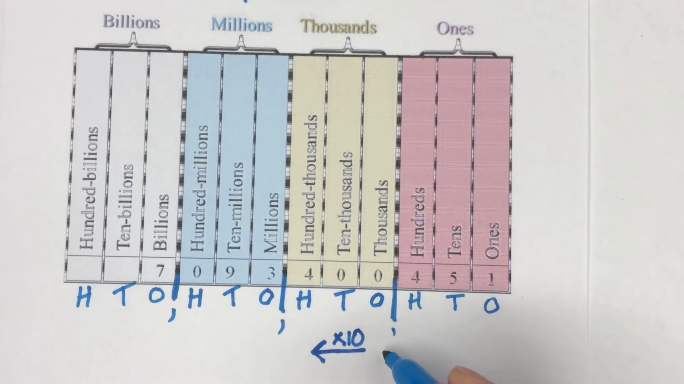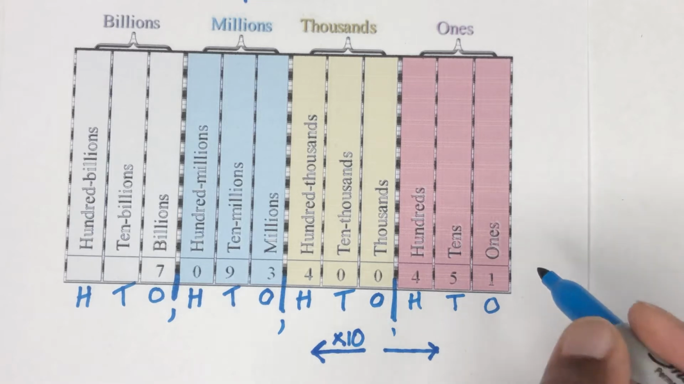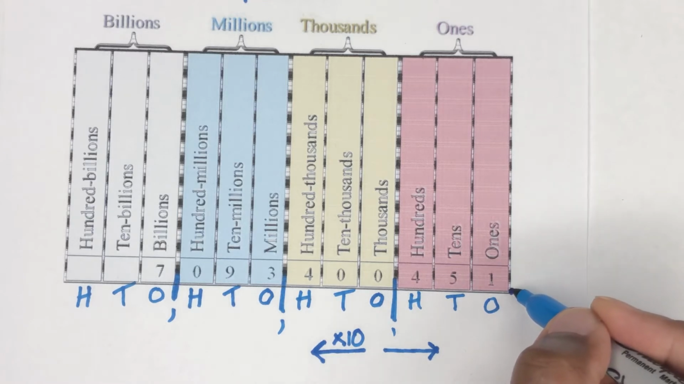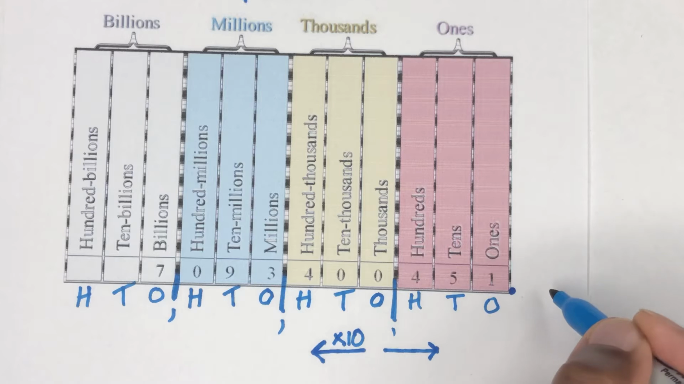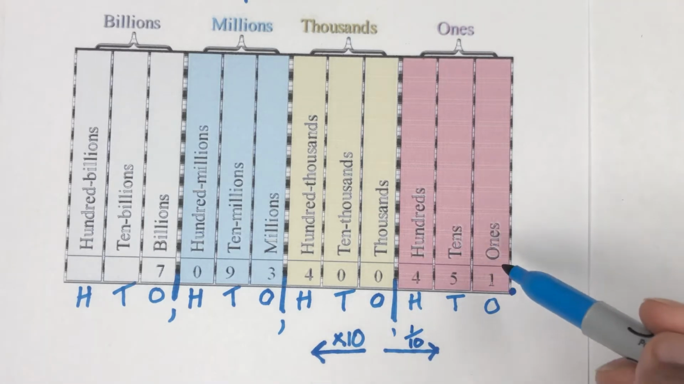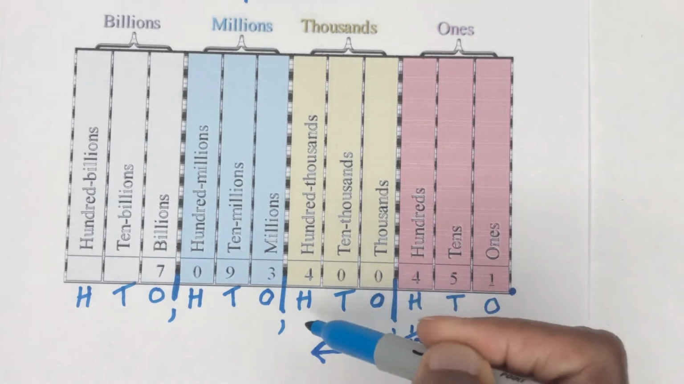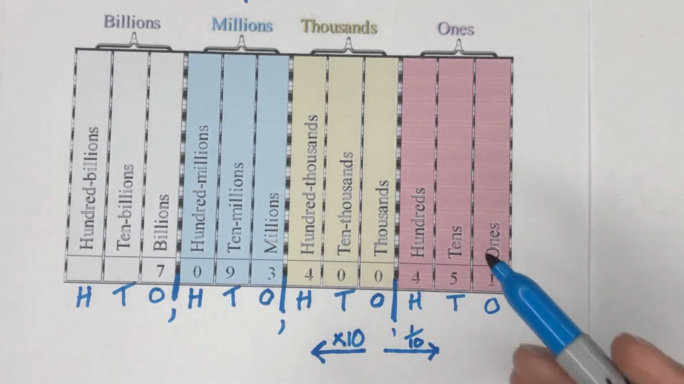As you move to the right, usually the next video would be about decimals because there'd be a decimal here. Then after the decimal, you have place values that are in the decimal position, and that would be 1/10. But right now we're going to focus on moving to the left, and they multiply by tens as you go along, right?